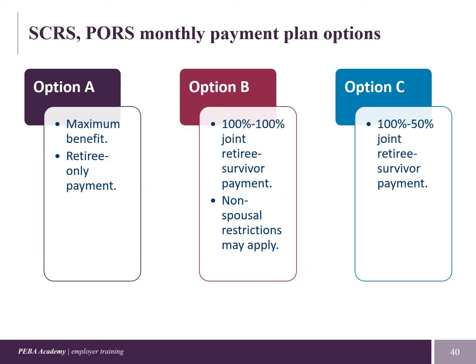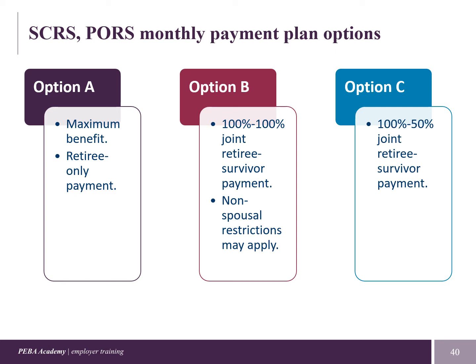Just like with disability retirement, SCRS and PORS offer 3 different payment options at service retirement. Let's go over each of the options once more. Payment option A is the maximum benefit option. This option will pay the retiree a monthly benefit for the rest of their life.